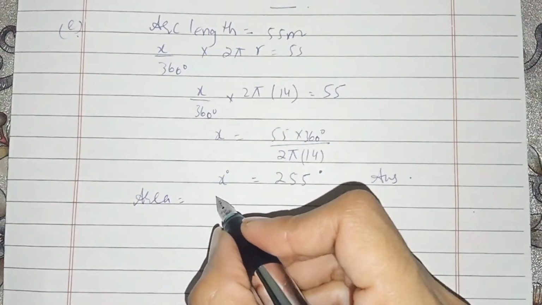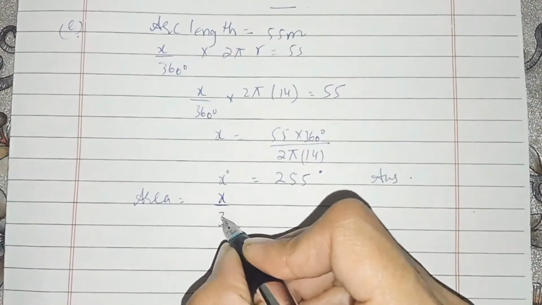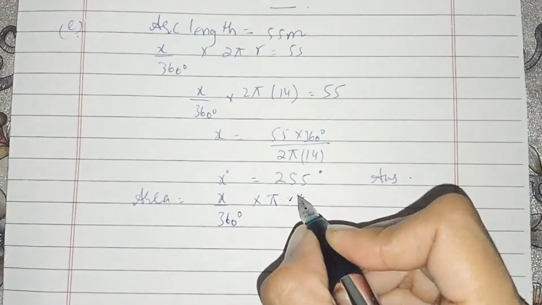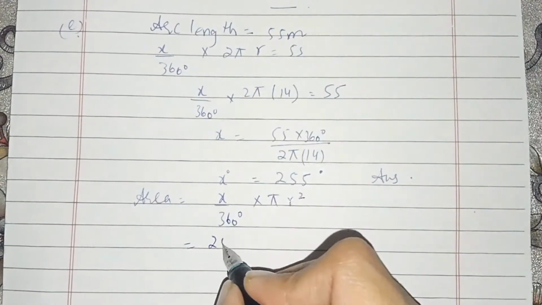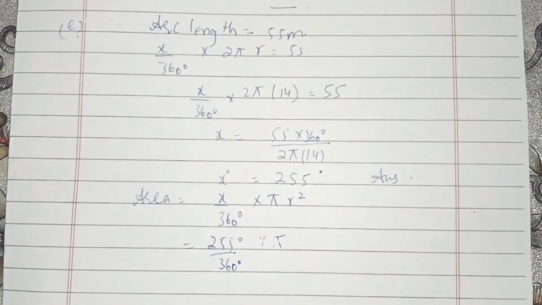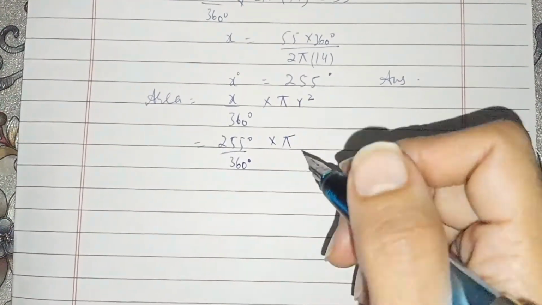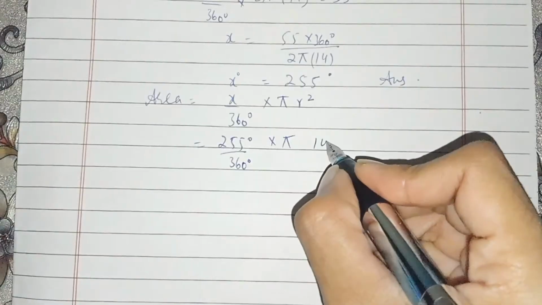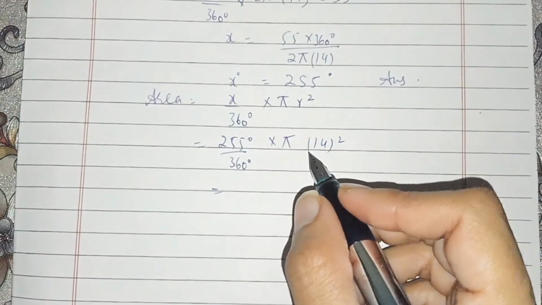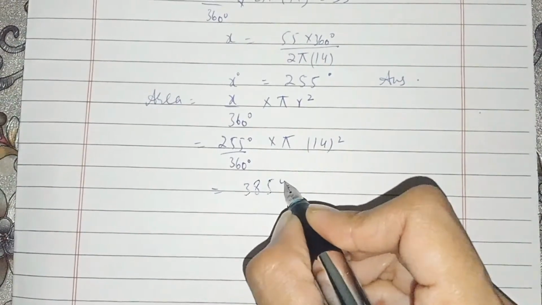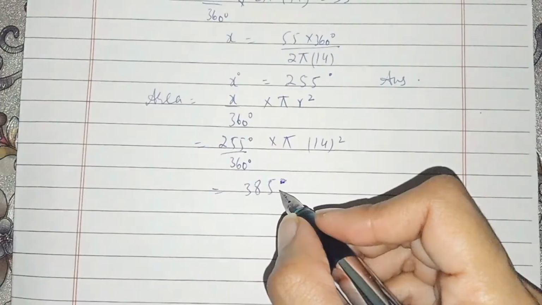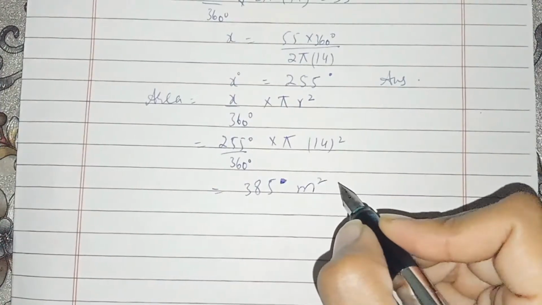Area's formula is x over 360 degrees multiplied by pi r squared. x we found is 255, and this is 360 degrees, pi, and r is 14 squared. By calculating it, we get 385. This is the area and its unit is meters squared.